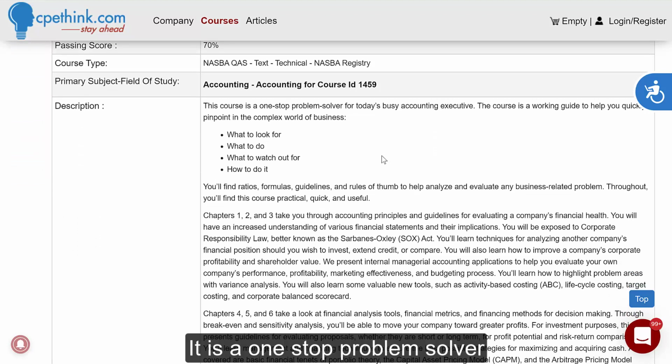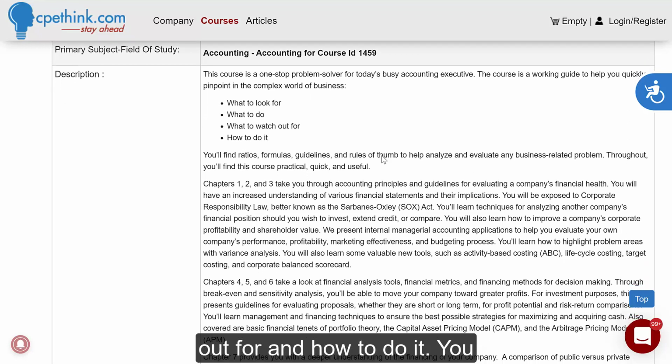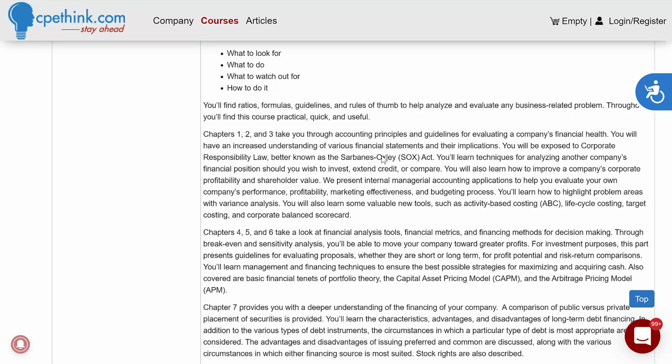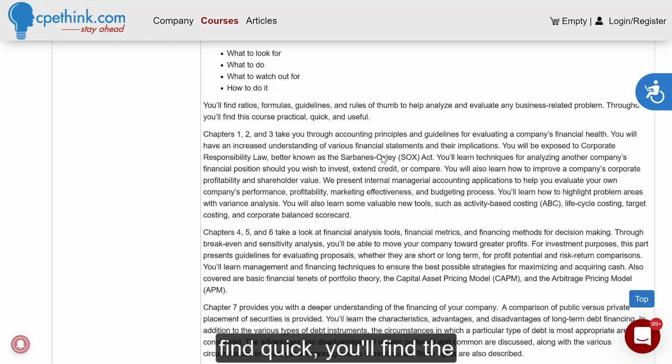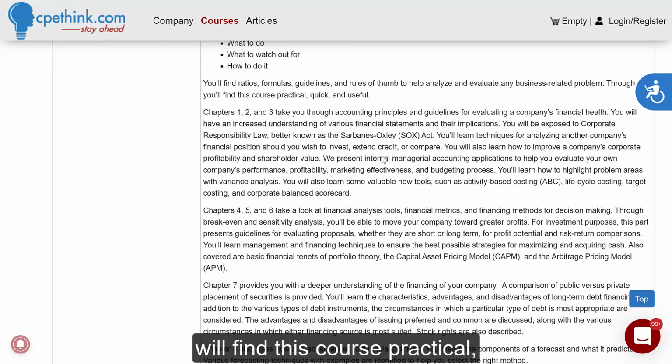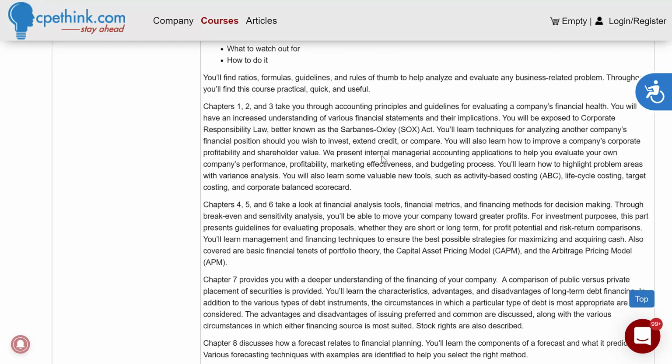It is a one-stop problem solver for today's busy accounting executive. The course is a working guide to help you quickly pinpoint the complex world of business, what to look for, what to do, what to watch out for, and how to do it. You'll find ratios, formulas, guidelines, rules of thumb to help you analyze and evaluate any business-related problem. Throughout this course, you'll find this course practical, quick, and useful.